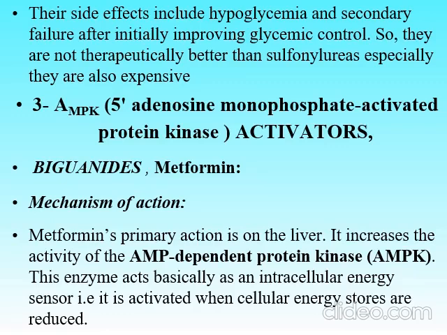The third group of oral anti-diabetics: this group of drugs improves the sensitivity of insulin receptors, AMP activators, or 5-adenosine monophosphate activated protein kinase activators. Biguanide or metformin. Mechanism of action: metformin's primary action is on the liver. It increases the activity of the AMP-dependent protein kinase. This enzyme acts basically as an intracellular energy sensor. It is activated when cellular energy stores are reduced.